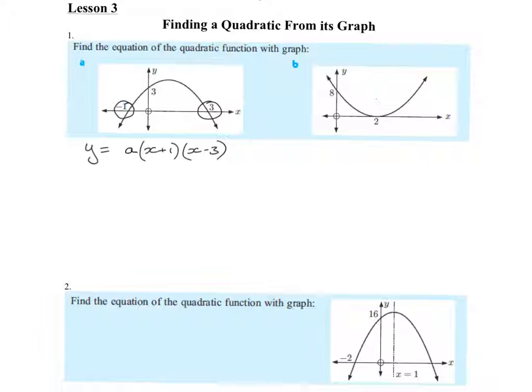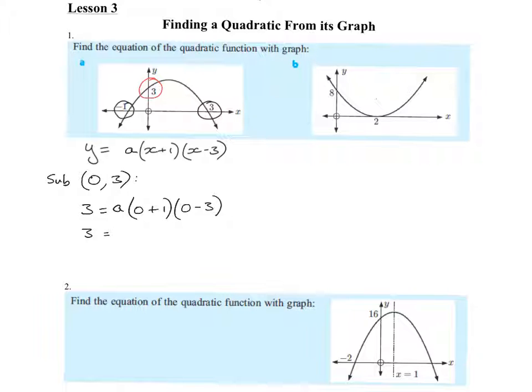To find a, we substitute another point that we haven't used yet that we know lies on the graph. The only other point at the moment we have is this point here, the y-intercept of 3. So that point has coordinates 0 for x and 3 for y. So we're going to sub that point into our equation to work out what a is. So y is 3, so 3 will go where y was. A is still a because I don't know what it is. And then in the brackets, I've got 0 plus 1, because x is 0, times 0 minus 3.